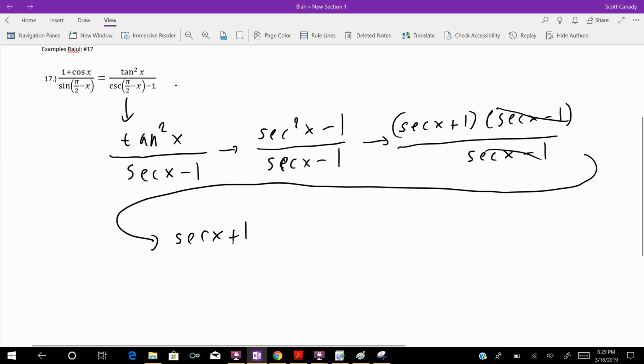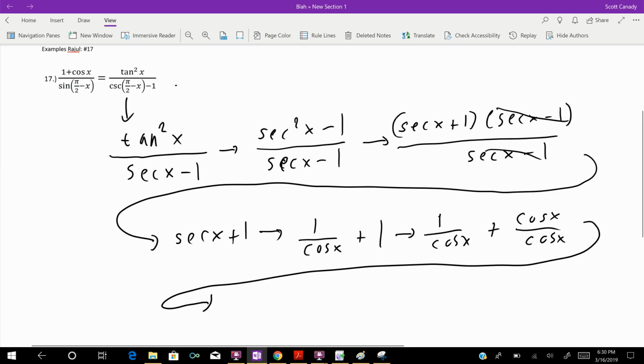Now when all else fails, we change everything into sines and cosines, and that's a good thing because we want sines and cosines. So let's go ahead and do that. Secant of x plus 1 becomes 1 over cosine of x plus 1. Let's go ahead and combine that fraction. So that's going to become 1 over cosine x plus 1 is cosine x over cosine x, so we now have common denominators. This is going to become 1 plus cosine x over cosine x.